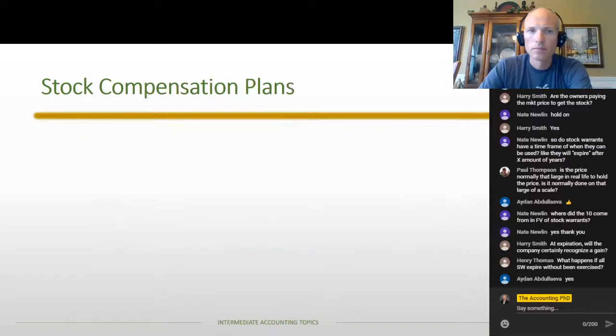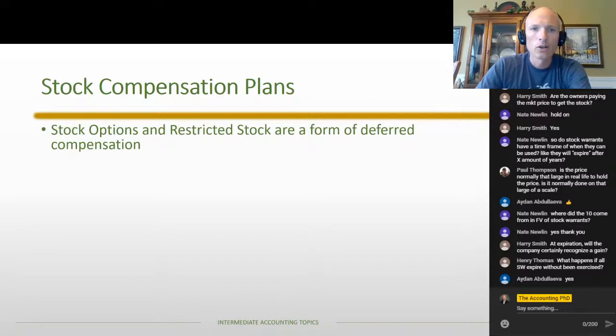Okay. Stock compensation. There are two types of stock compensation that we're going to be talking about, stock options and restricted stock. And it's really a form of deferred compensation to our employees.